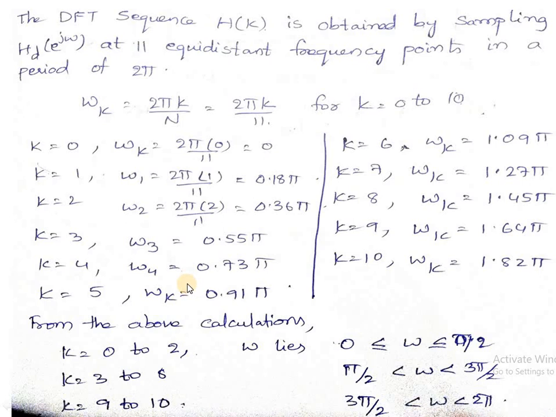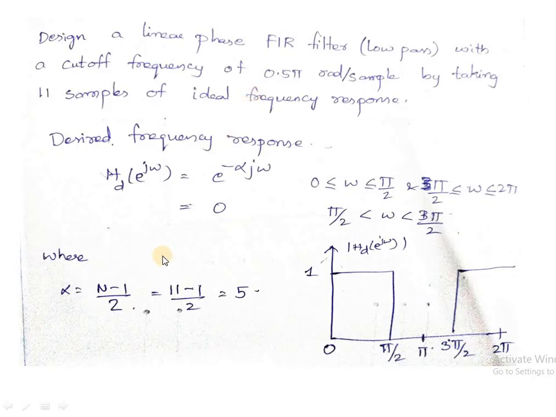Now, since we have already identified the desired frequency response, we shall sample the Hd of e power j omega in order to get our h of k. I am trying to identify this h of k by sampling Hd of e power j omega at 11 equidistant frequency points, because we set n as 11.